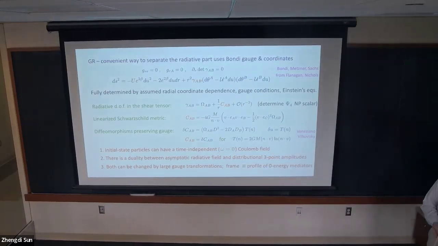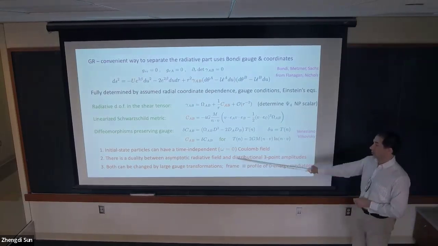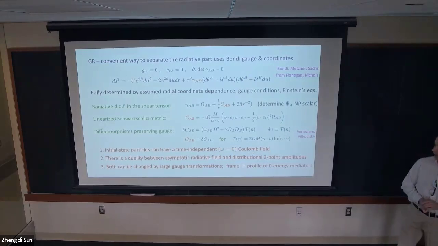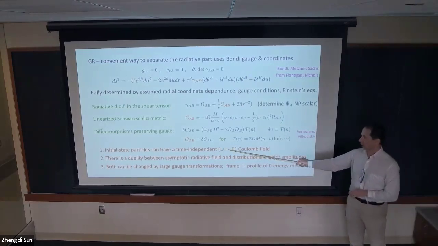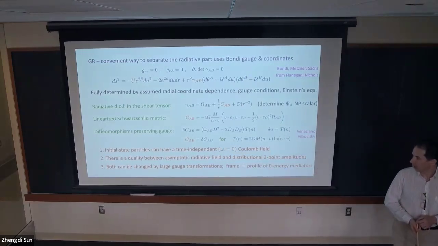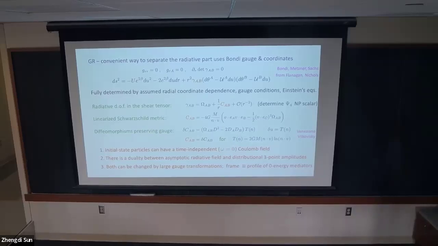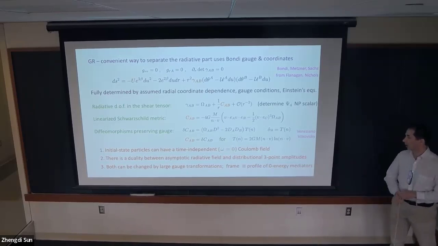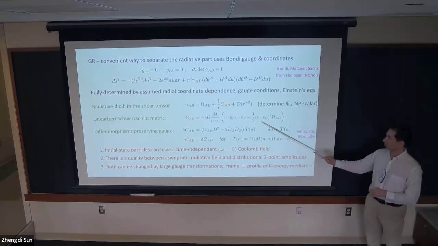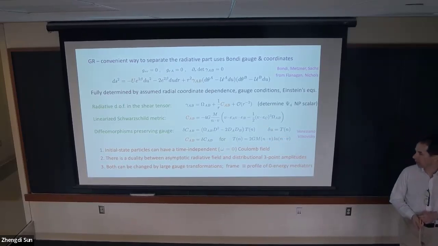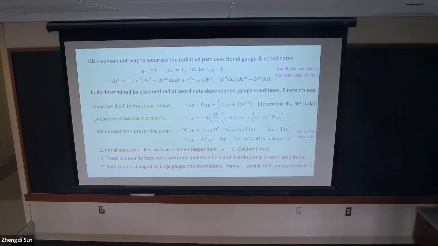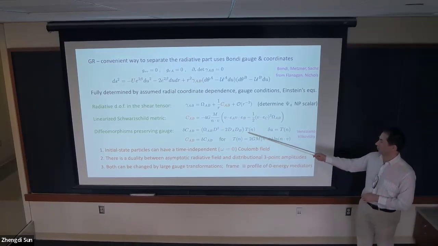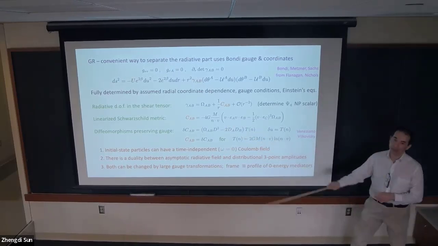So there are three conclusions here. The initial state particles can have some time-independent Coulomb field. This would be omega equals 0. There is a duality between asymptotic radiative fields in this sense and 3-point amplitudes supported on exactly 0 frequencies. And both of them can be changed simultaneously by large gauge transformations. I should stress this is also a large gauge transformation because it depends only on the angles.